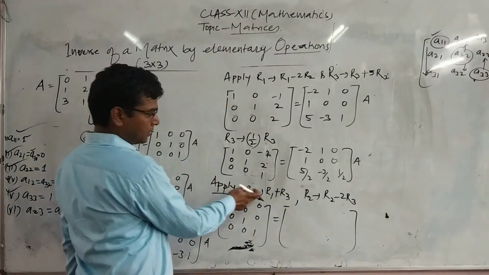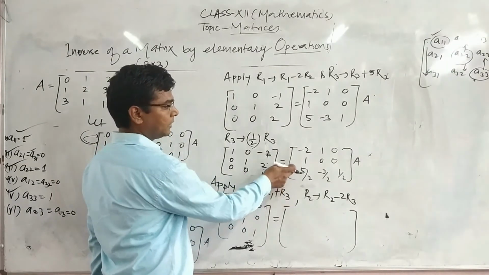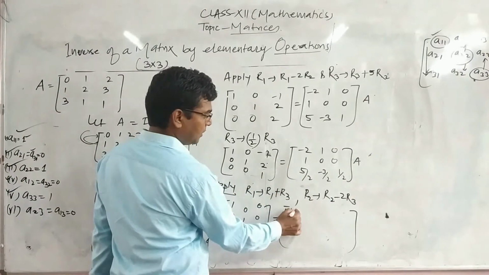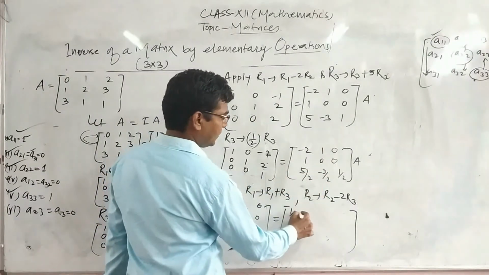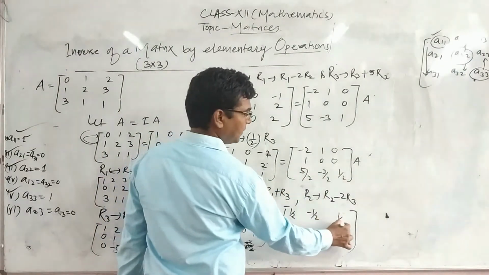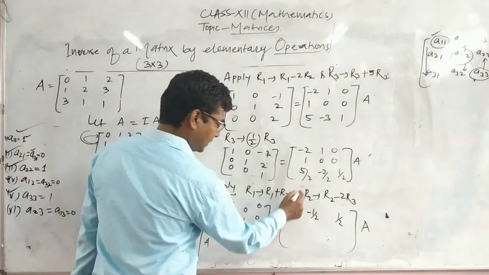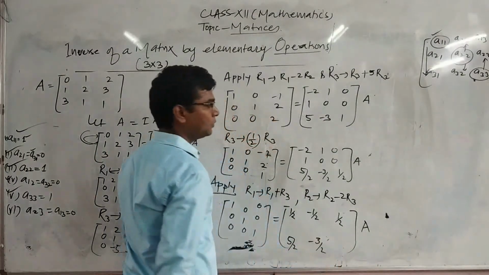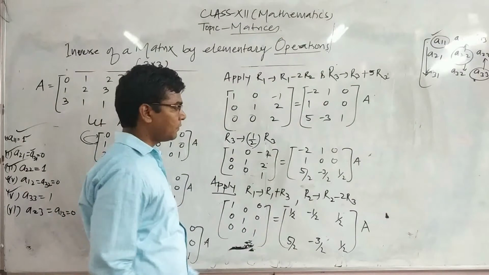First we have to add the first and third rows: this and this. So minus 2 plus 5 by 2 will be 1 by 2. 1 plus minus 3 by 2 will be minus 1 by 2. And 0 plus half will be half. Right? R3 has no change; you can write it as it is: 5 by 2, minus 3 by 2 and 1 by 2. Yes or no?